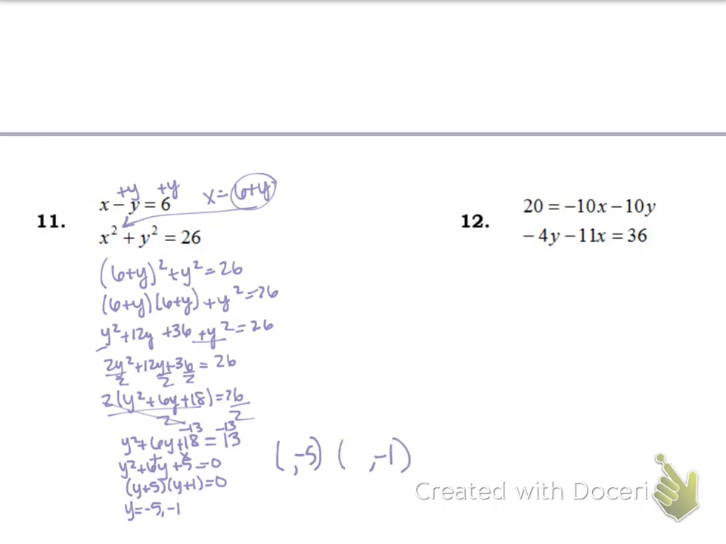So if I plug negative 5 in, I could do my top one there. So x minus negative 5 equals 6. So really it's x plus 5 equals 6. I'd subtract 5 and get a 1. If I plop in my negative 1, 2 negatives would make a positive. I'd have to subtract them, so I would get a positive 5.